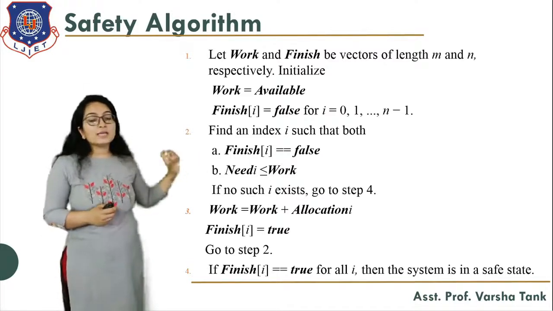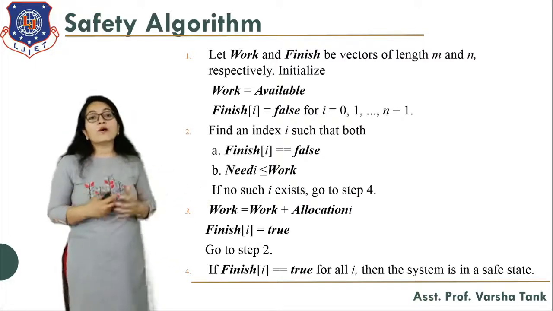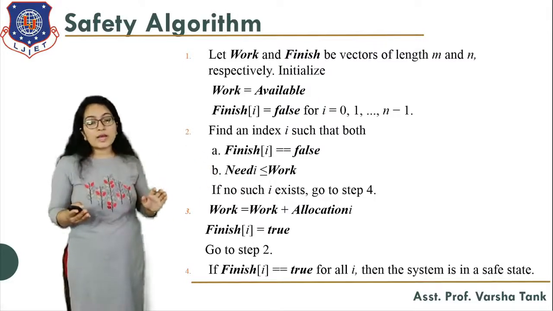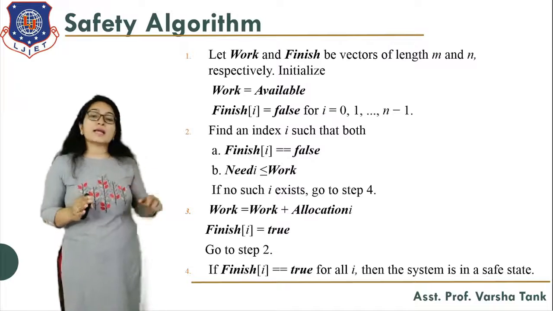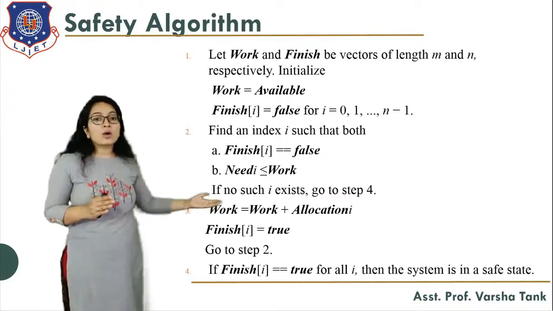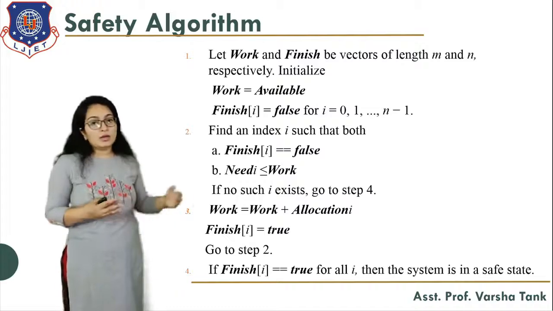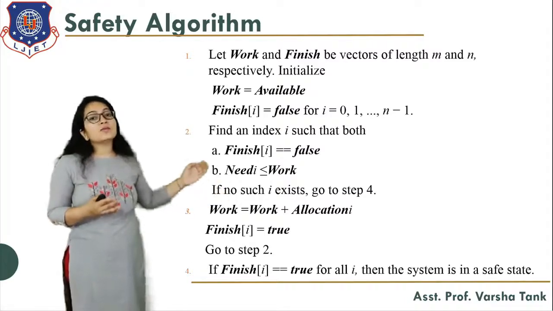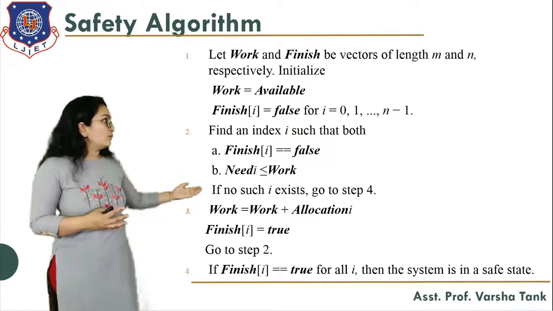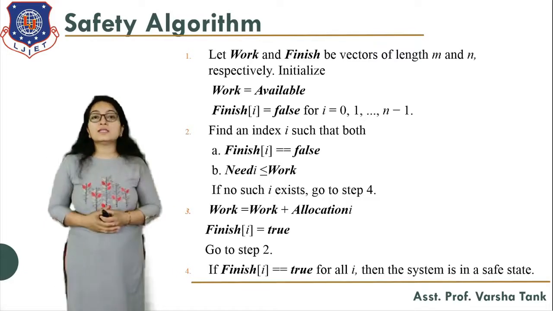And if such an I exists, that means if such a process exists, what do we have to do? Work is equal to work plus allocation. If such a process exists, we assign the resources to it, and the process will complete its task and release the resources. So what will the available resources be now? Work is equal to work plus allocation. Suppose the available resources are 1, and the process has released 4 resources. So 1 plus 4, total 5 resources are available, and we set finish of I equal to true. That means the process has completed its execution.